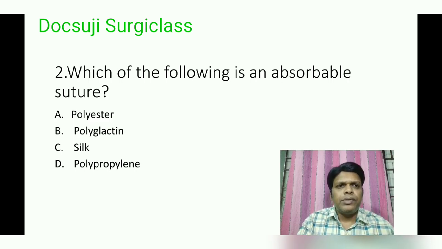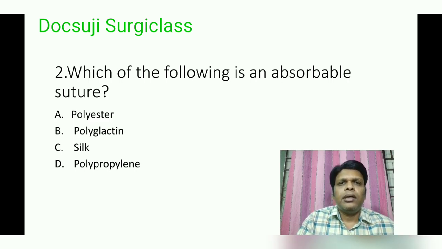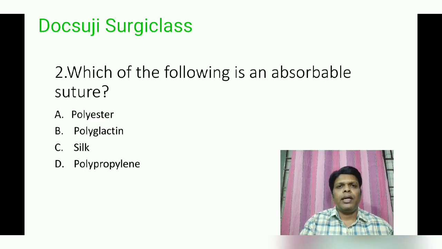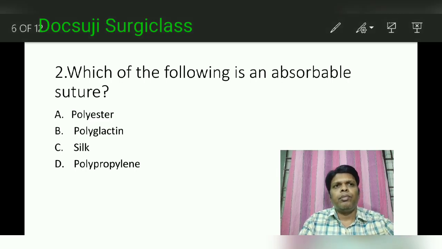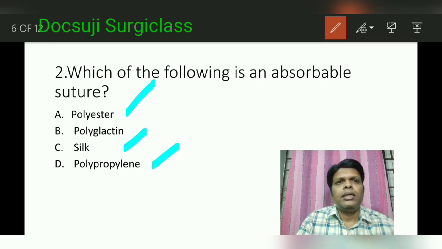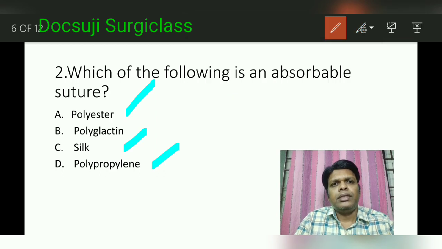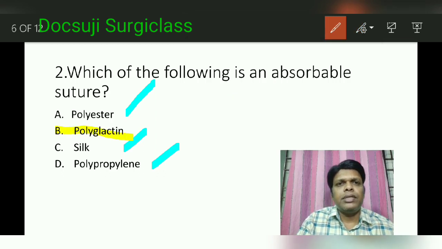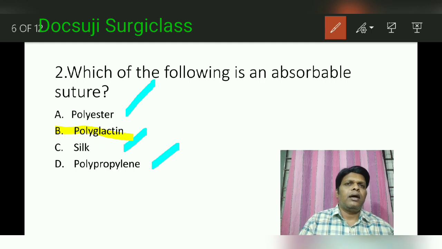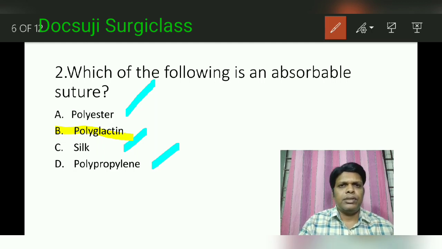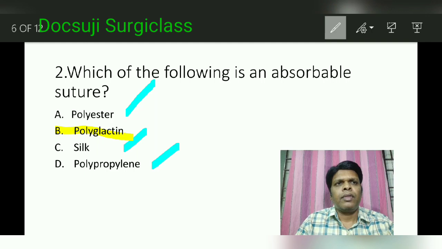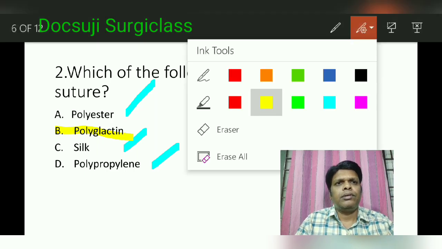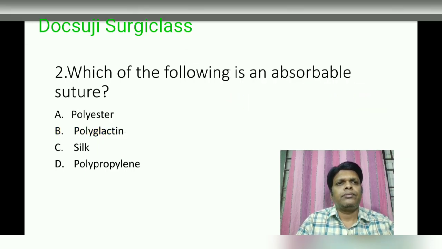Which of the following is an absorbable suture? Here the options are polyester, polyglactin, silk and polypropylene. Just now we discussed polyester, silk and polypropylene are non-absorbable materials. Option B, polyglactin, otherwise called Vicryl, is the absorbable suture material. So these are all straightforward questions. With that we'll go to the next question.